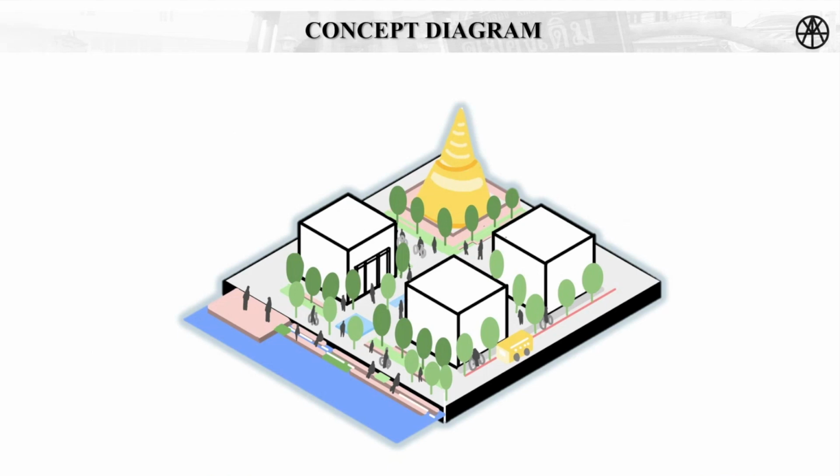So we make the concept diagram where we try to make a superblock by making a walkway with green space, and also make connections between the commercial buildings and the historic spaces to connect with each other, and make it easy to transport between the waters and the cars. Next.